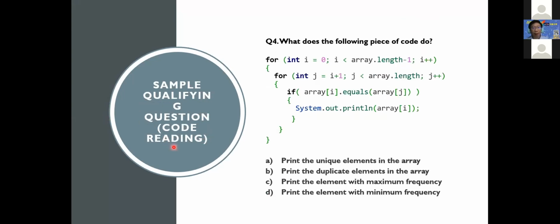Then you have the code reading category. You'll be given a piece of code, and the question says, what does the following piece of code do? You have to understand what this code will do and select the correct answer: print the unique elements in the array, print the duplicate elements in the array, print the element with maximum frequency, or print the element with minimum frequency. Choose one.